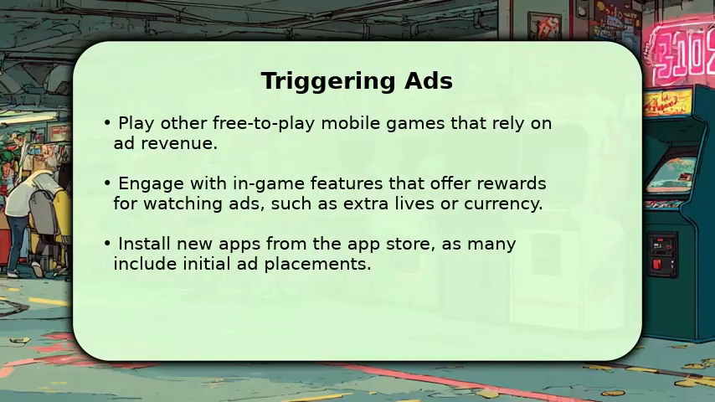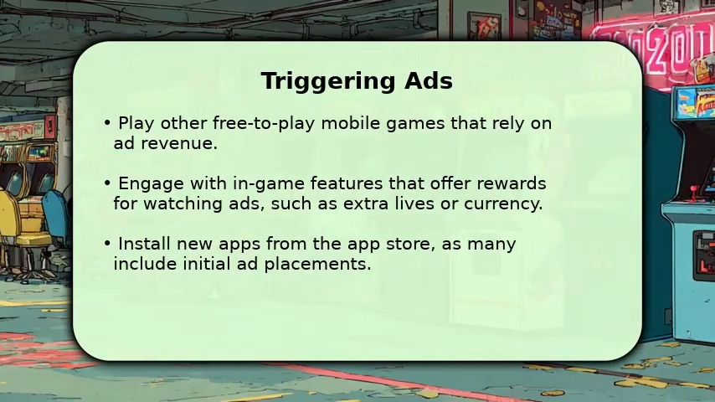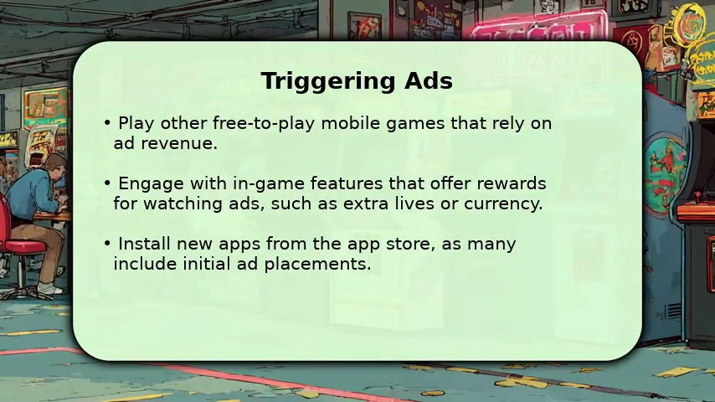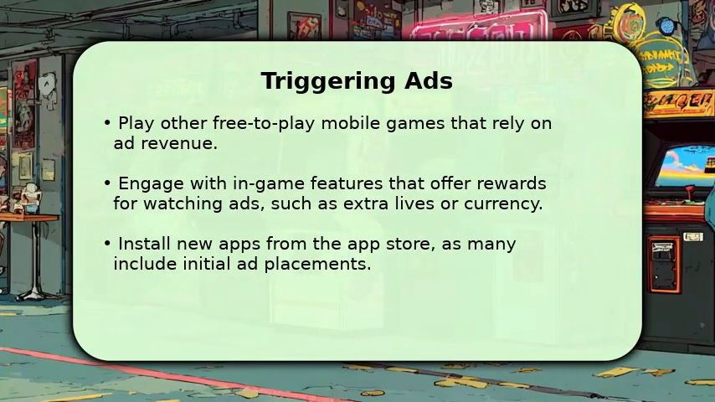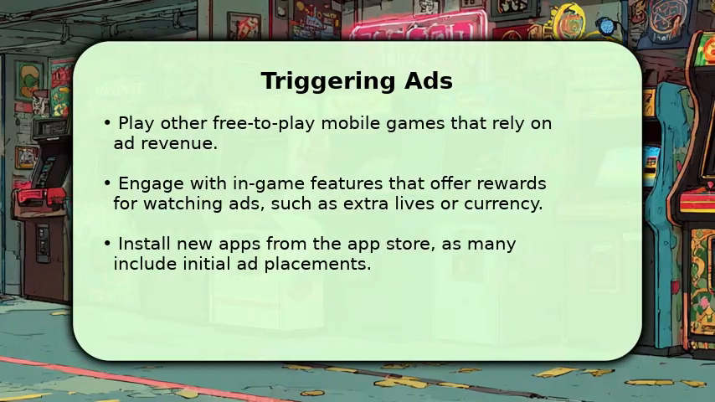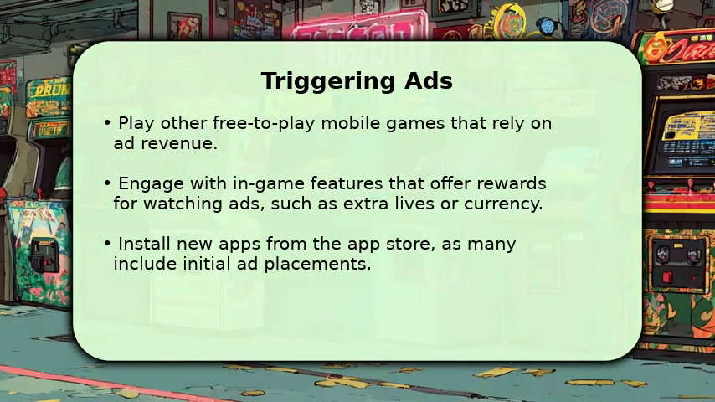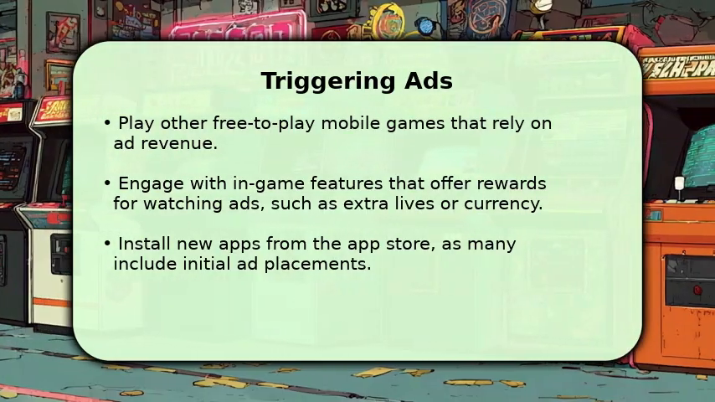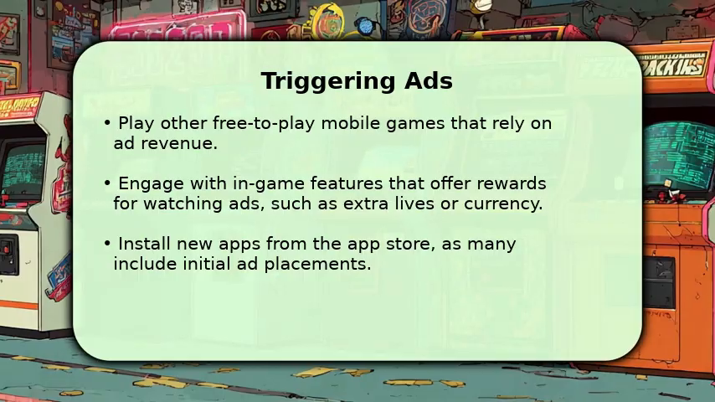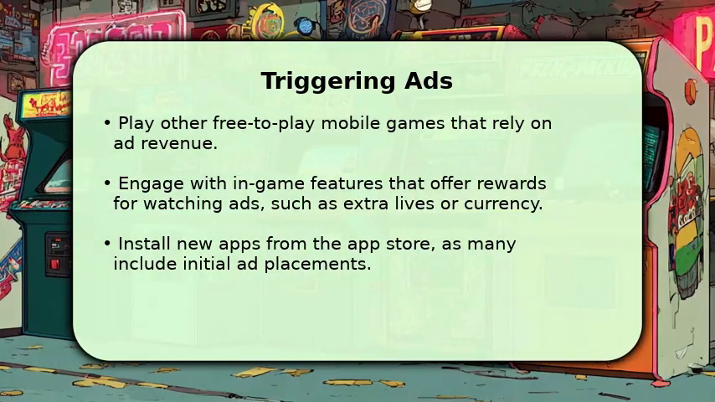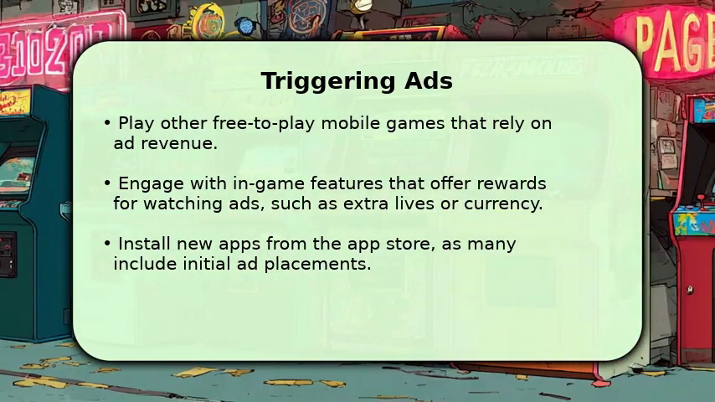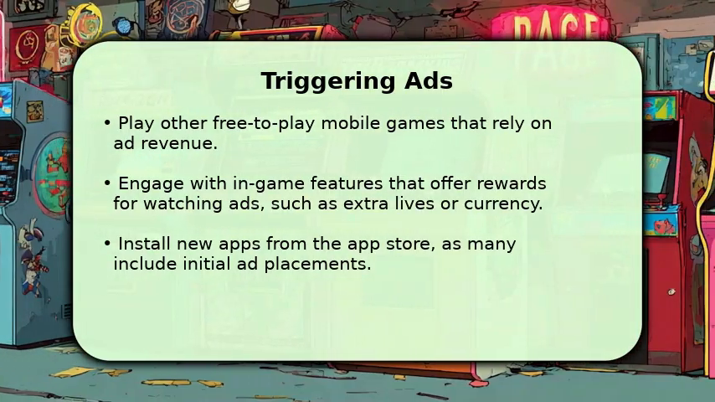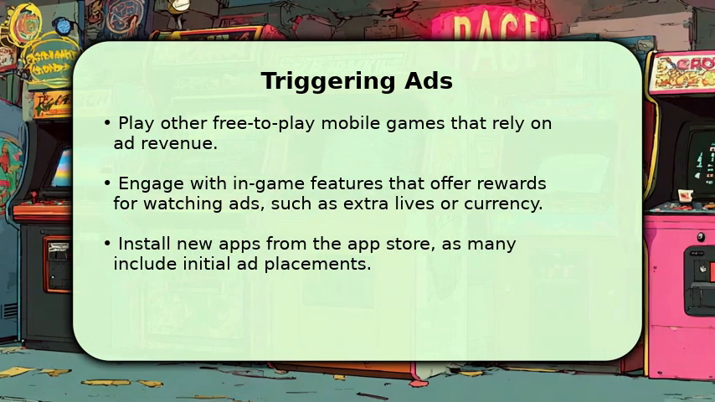To trigger Candy Crush ads, focus on playing other free-to-play mobile games. Many games offer incentives like extra lives, coins, or power-ups in exchange for watching a short advertisement. Actively seek out these opportunities within various games. Additionally, installing new applications from your device's app store can often lead to an initial surge of diverse ad content, including those for popular titles like Candy Crush.